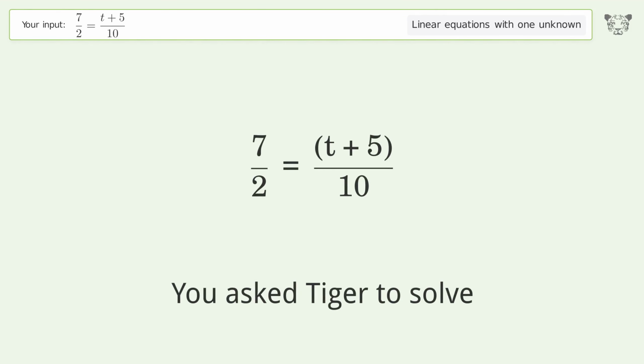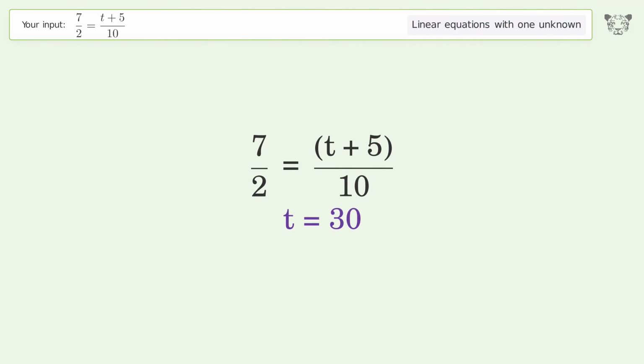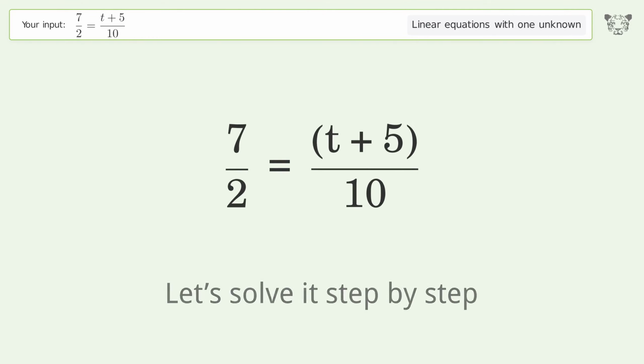You ask Tiger to solve. This deals with linear equations with one unknown. The final result is t=30. Let's solve it step by step.